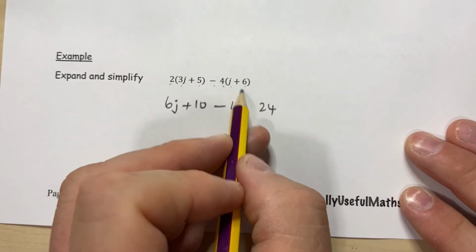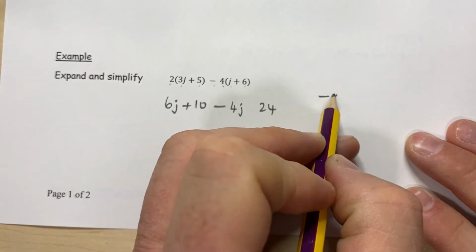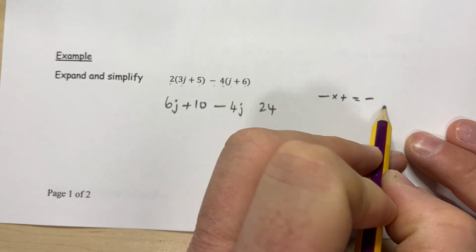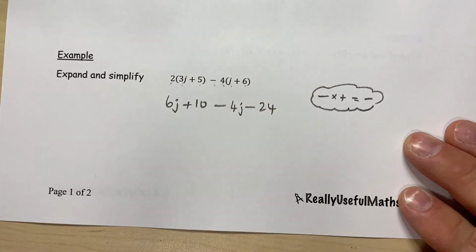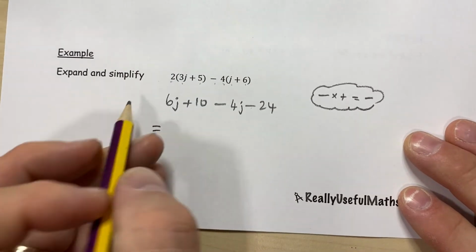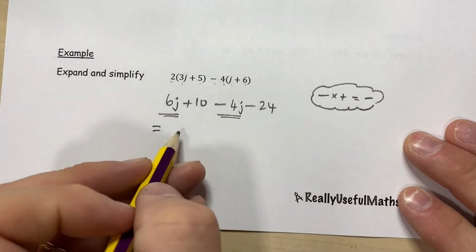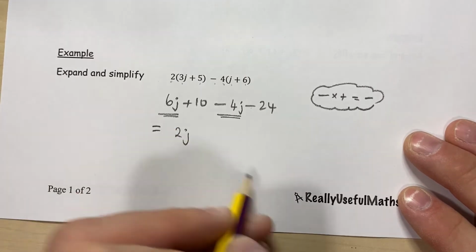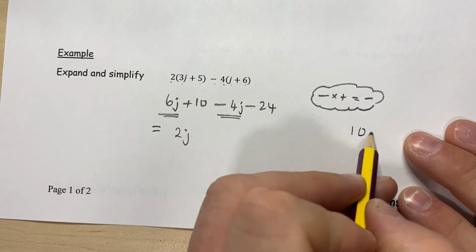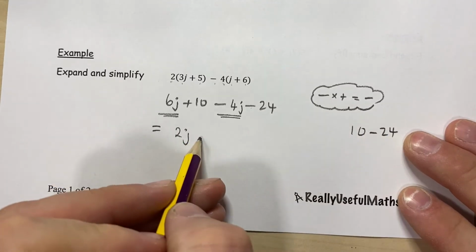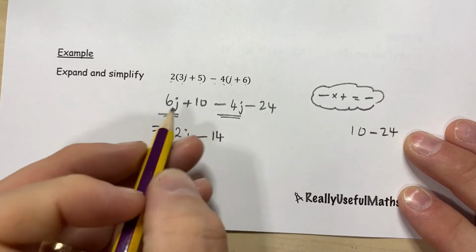Again, people might accidentally put a plus sign there, but we've got a minus sign times a plus sign. The answer should be a minus sign. Tidy it up. We've got 6j's, told to take 4j's, so you've got 2j's. And you've got 10 take 24, which means we go below 0, and it's minus 14.